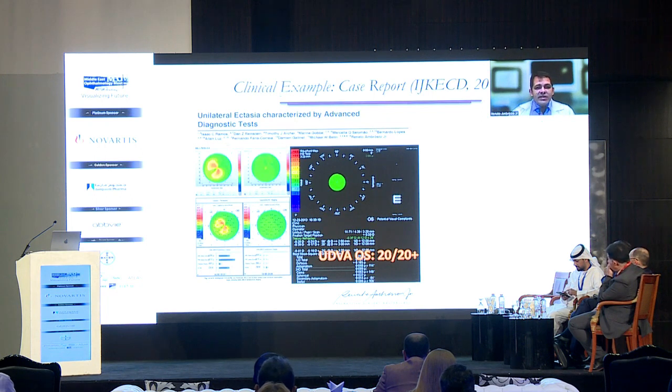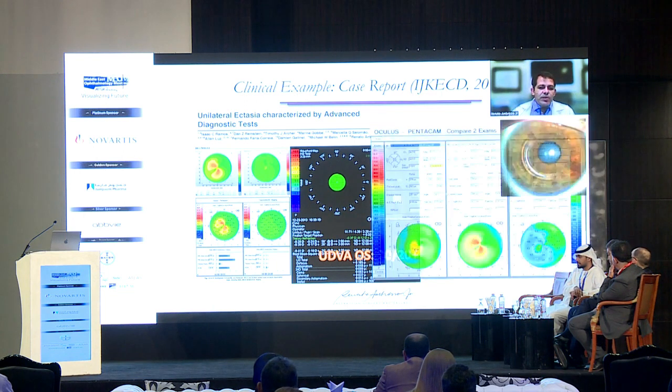Interestingly, we have cases like this one. This was published in the International Journal of Keratoconus and Ectatic Corneal Diseases. We have a normal topography, a normal tomography, and uncorrected vision better than 20/20. This patient had a keratoconus pattern in the right eye and had a great result with corneal rings.